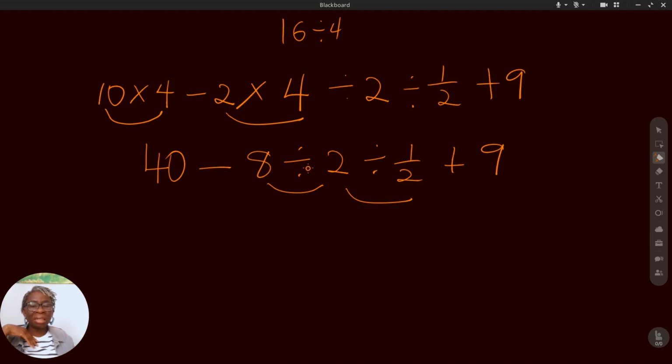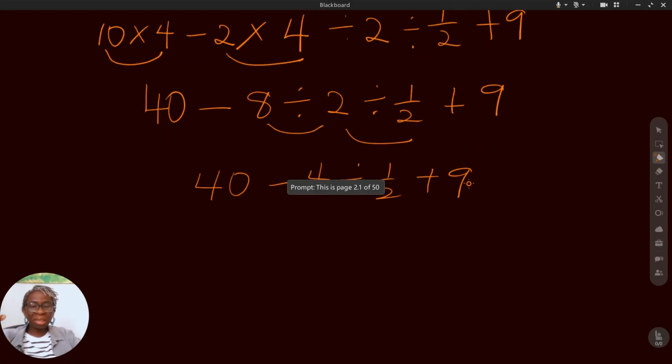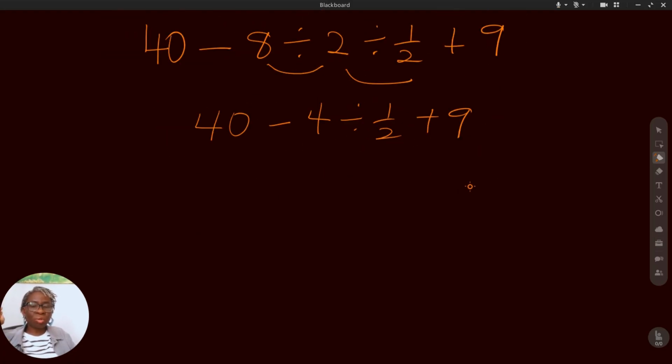Let's divide. 8 divided by 2 gives 4. So this becomes 40 minus 4, then divided by half, and then plus 9. Now we've simplified it further. Now the next thing is to divide again. We are not subtracting yet and we are not adding yet.